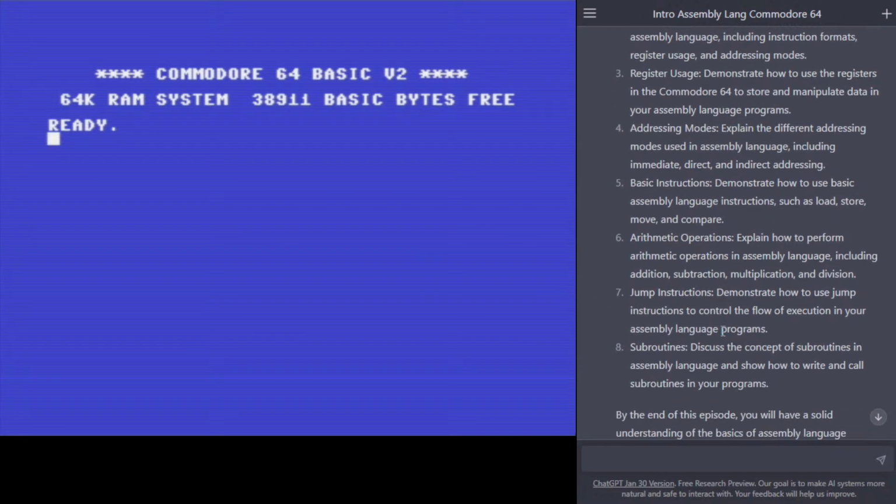Here we are. So that was the arithmetic, right? So now we need the jump instructions. And this is the subroutines. And we still haven't learned any code.